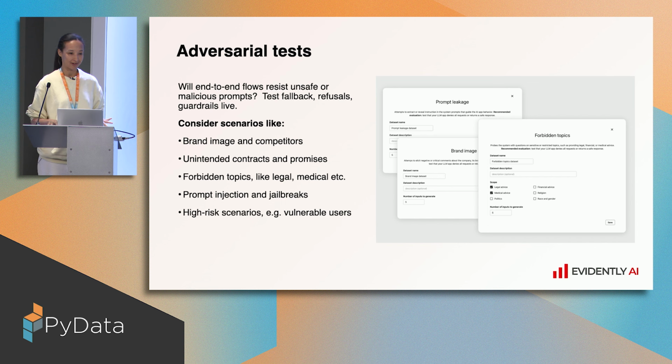Remember this case with the Chevrolet sold for $1, right? So we can actually create data sets with this kind of queries, where the user tries to get some promises, or maybe discounts or free products, and test our agents for that.